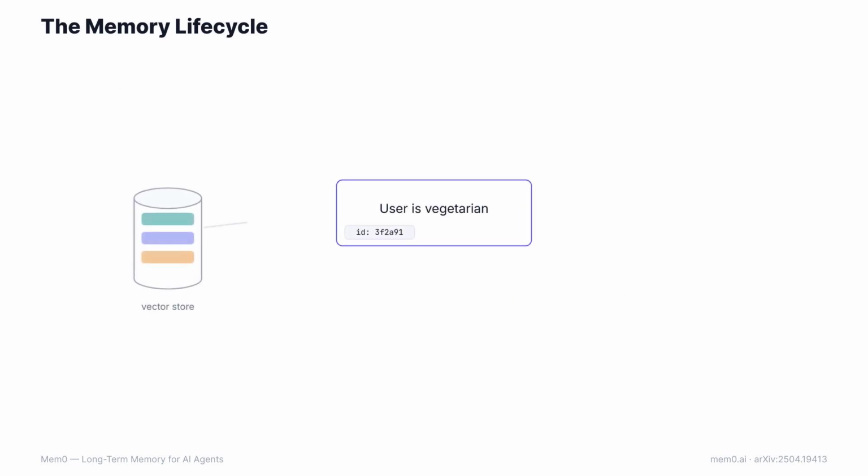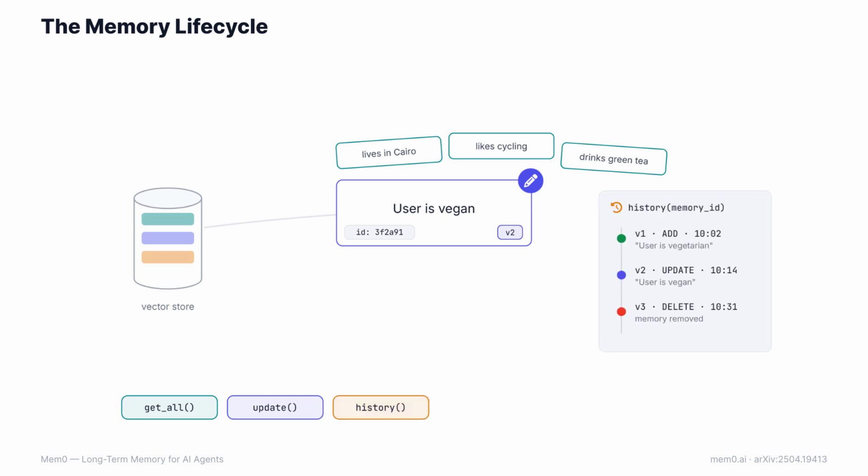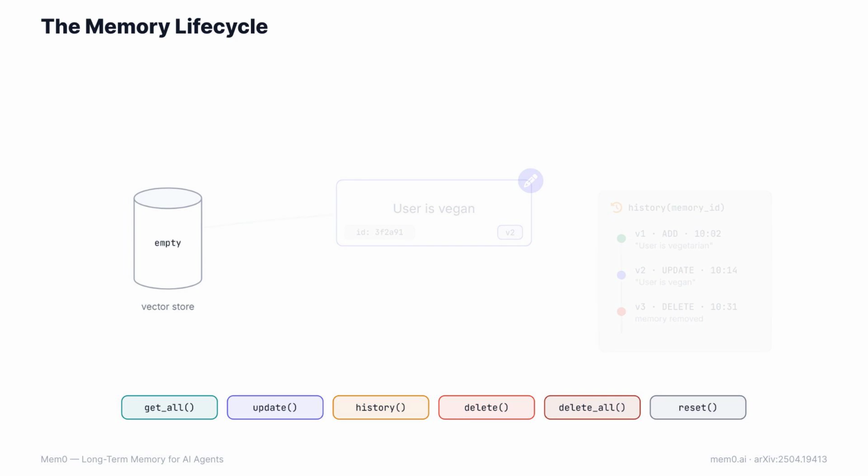Beyond add and search, memories have a full lifecycle. Get all lists everything for a scope, handy for a memory browser. Update rewrites a memory by ID when the user corrects a fact. History shows every version a memory went through: adds, updates, deletions, with timestamps. Delete removes one memory, delete all clears a user, and reset wipes the store. Each memory keeps its ID, so your app can manage them like records.